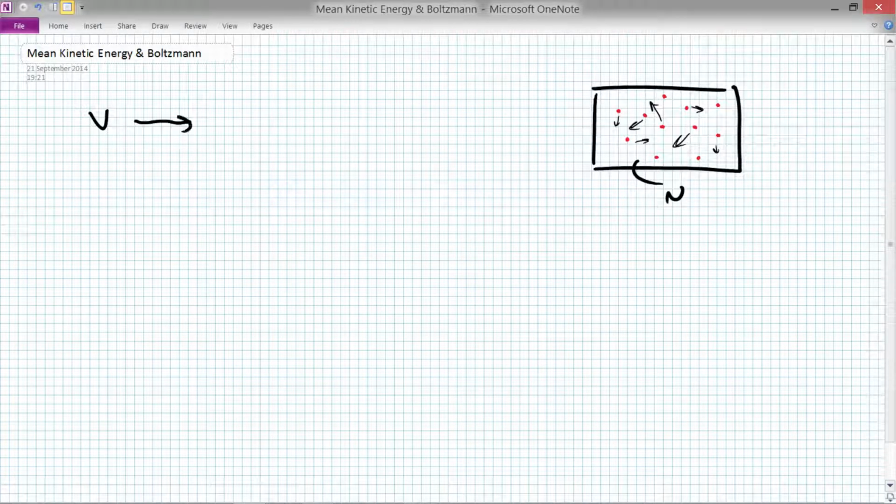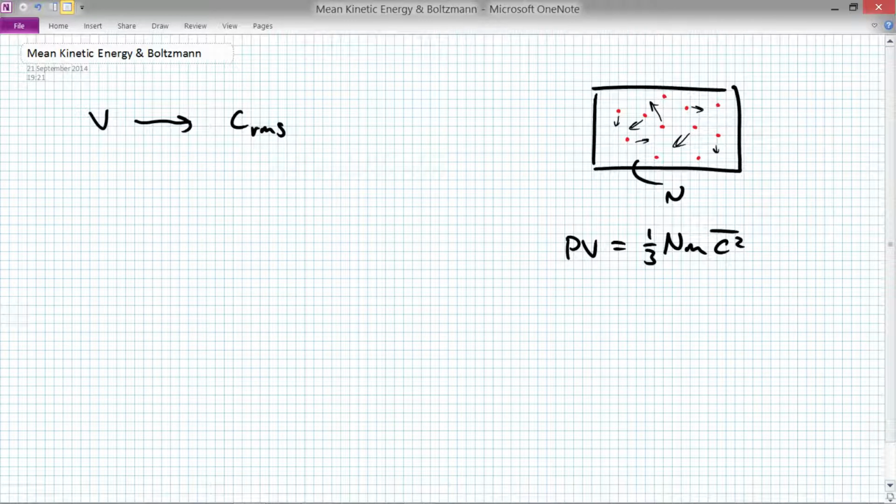We made it more realistic and started talking about them having a random, if you like, stochastic distribution of speeds and directions, which we called c_rms. So c_rms is sort of our average. We can't speak about individual particles, we can only speak about an average. So one of the things we looked at last week was that PV is equal to a third N m mean speed squared. So this was reworking our ideal gas in terms of statistical properties, if you like.